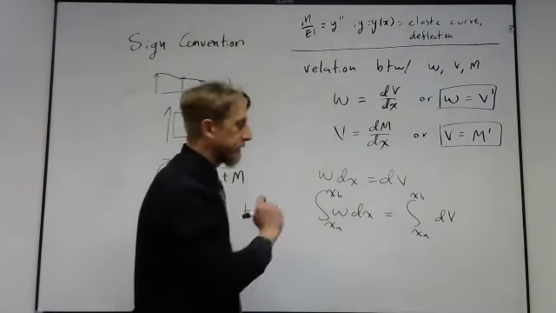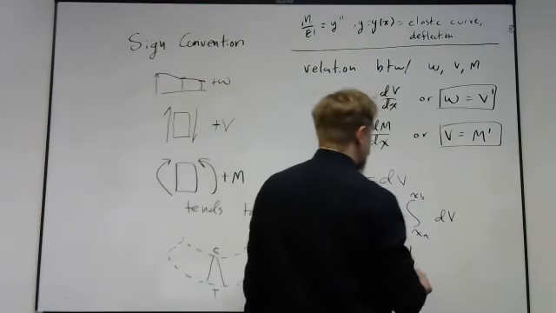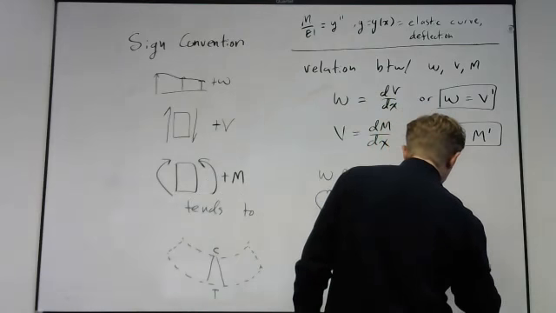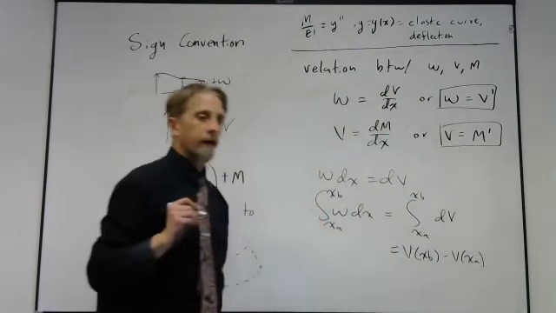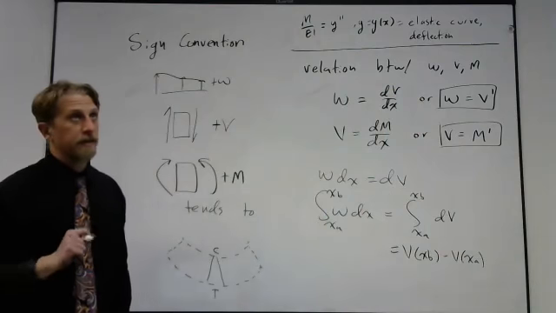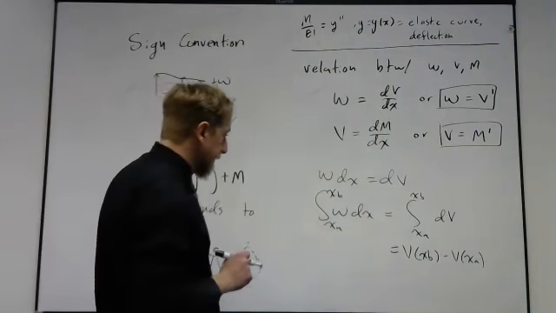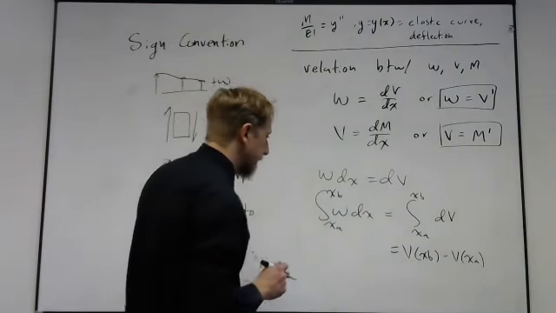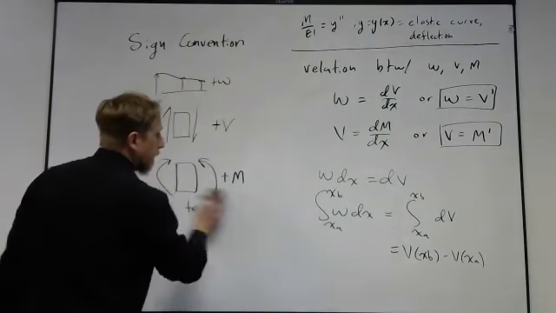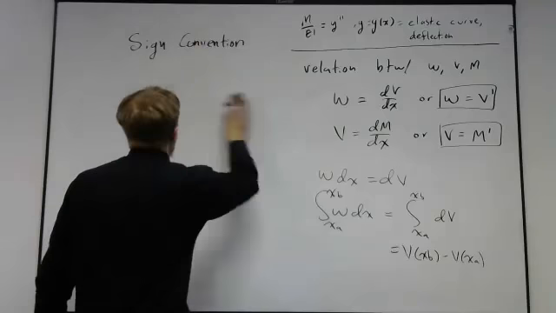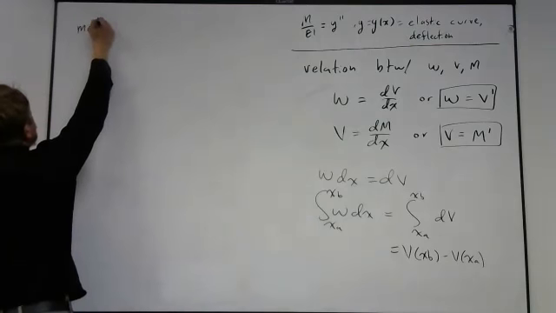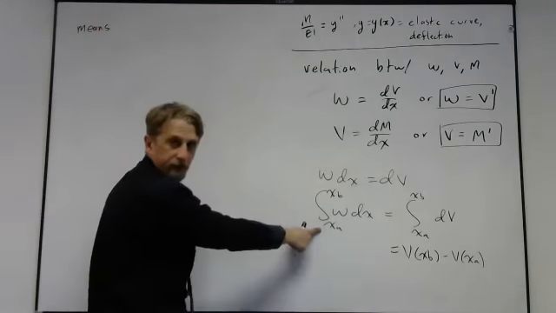So the right-hand side, we know this is going to be the antiderivative, V at XB minus V at XA. This is the fundamental theorem of calculus, I think it's called. So what does this mean? Well, the integration is nothing but an area. So the left-hand side is the area under the curve of W.